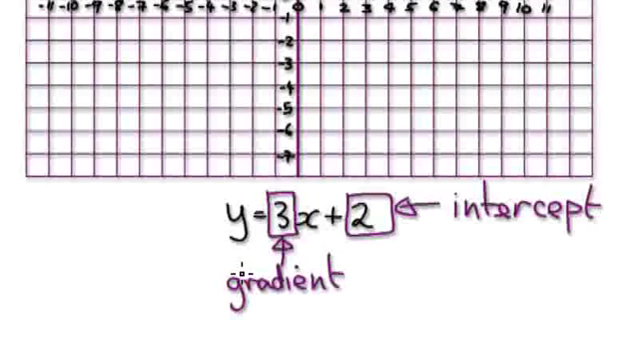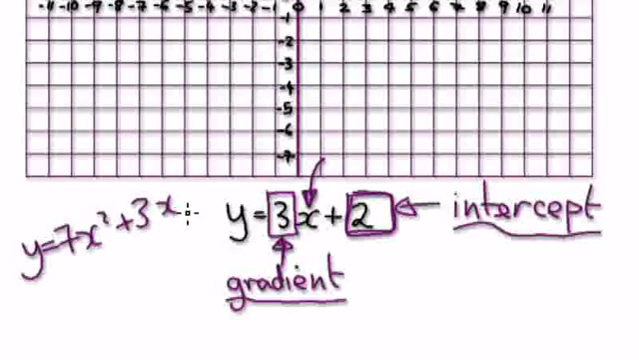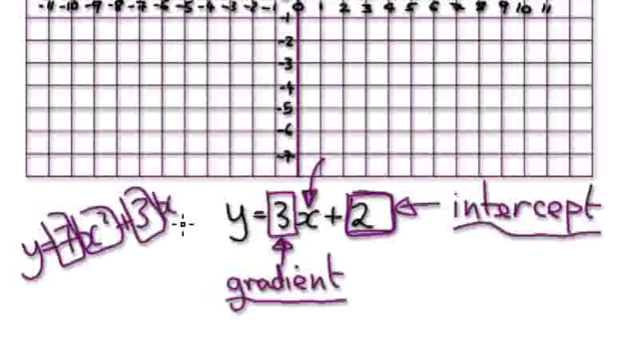So for the time being, just accept it. This is called the gradient, and the number on its own is called the intercept. And remember, the gradient is always the coefficient in front of x. The coefficient is just a fancy word for the number in front of x. So if you have y equals, let's say, 7x squared plus 3x, here you'd say 7 is the coefficient of x squared. Here you would say 3 is the coefficient of x.